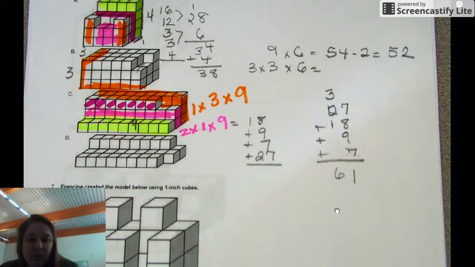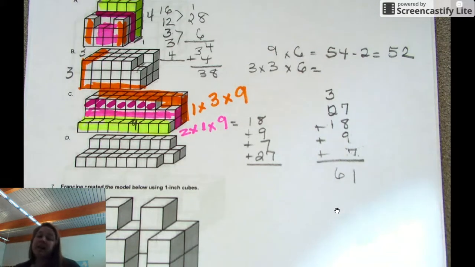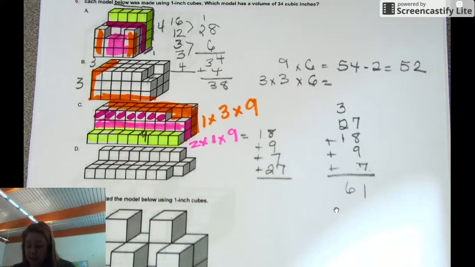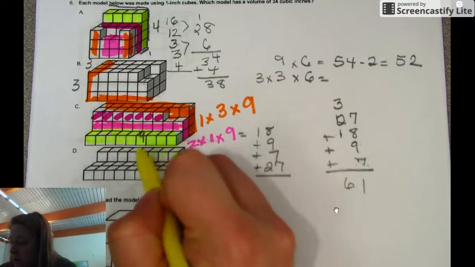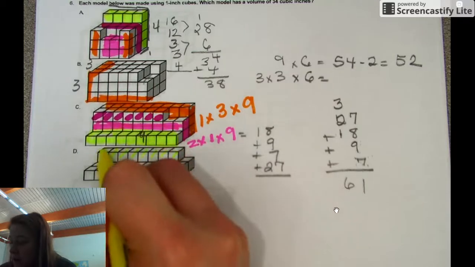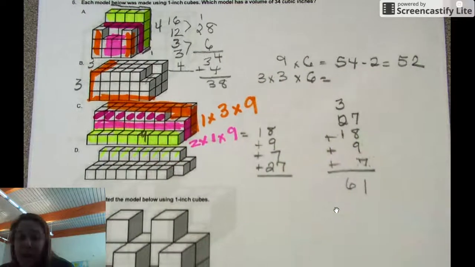Okay? So the answer right now is possibly D. So let's look at D here. I'm going to count this very top block here. 1, 2, 3, 4, 5, 6, 7, 8. Okay, so I have 8 blocks there.